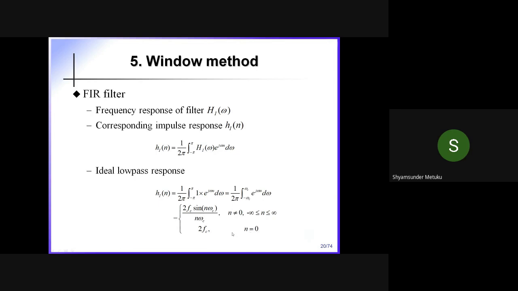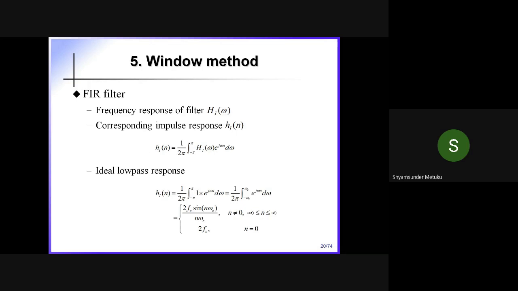When n is equal to 0, you will get 2 into fc as the value, the height of h of n I am talking about. When n is not equal to 0, tell me, the impulse response I get here, is it finite in length or infinite in length? Infinite length. But what is my objective? Finite. So that is the reason that in the normal procedure, if you find the inverse discrete time Fourier transform, whatever impulse response I get is of infinite length. Yes or no?